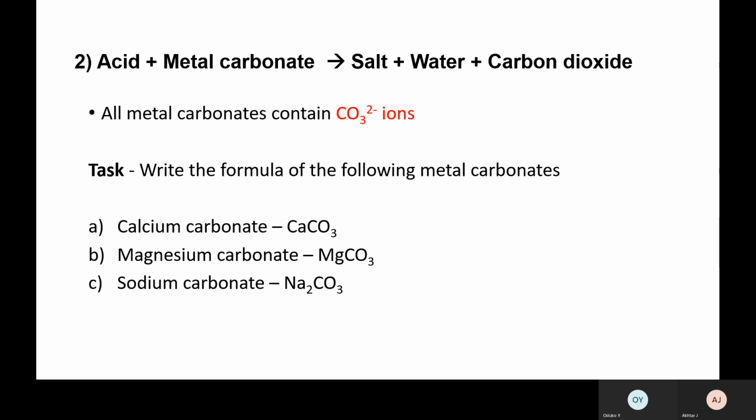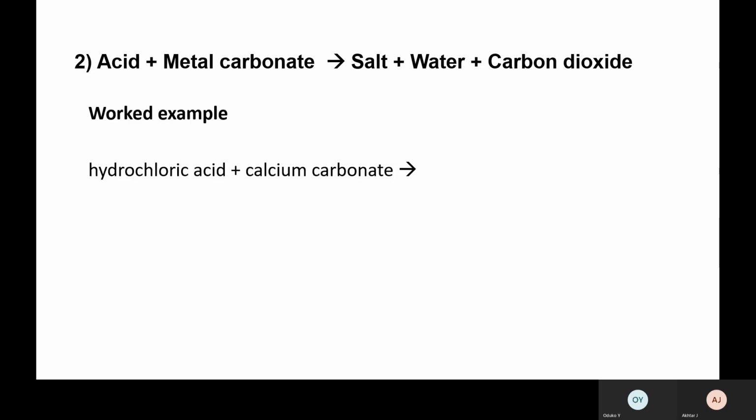Right, let's do a worked example. Same thing again, you're going to use the general formula to complete the word equation and then write the balanced symbol equation for this reaction: hydrochloric acid plus calcium carbonate. Pause the video and have a go.